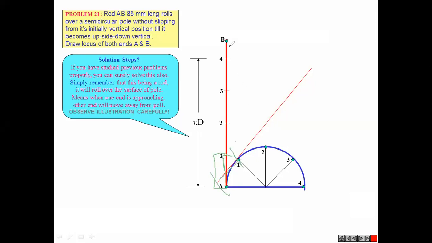This distance and this distance are the same. This is the same distance. Understood or not? And from 1 to these, up to B also we know. Understood? From 1 to this B is also known.